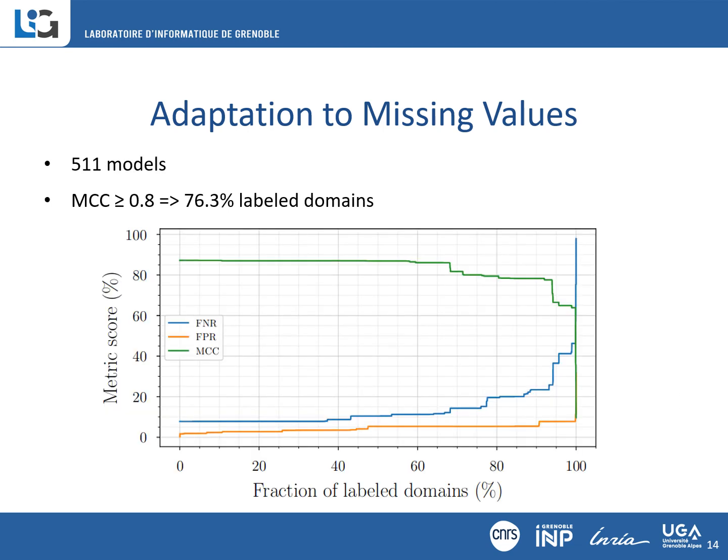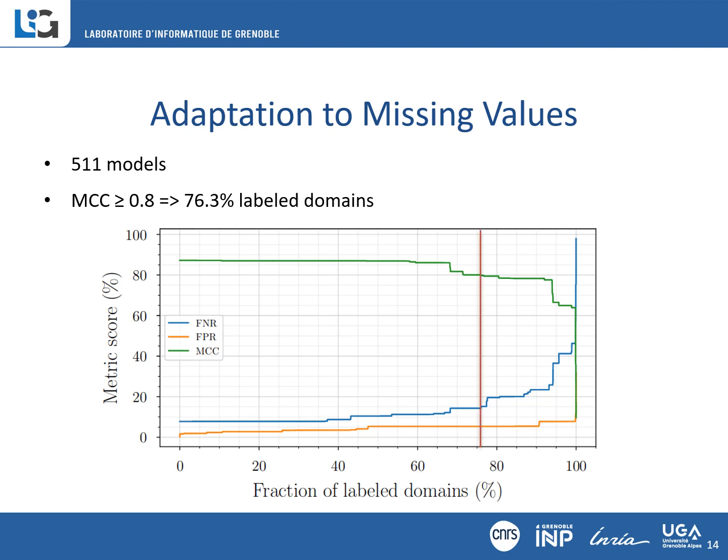This graph represents the cumulative distribution function of metrics for individual models. The y-axis represents the fraction of labeled domain names. The x-axis represents values for false negative rate, false positive rate, and Matthews correlation coefficient. Using this graph, potential users can choose the metric threshold based on the needed dataset coverage.